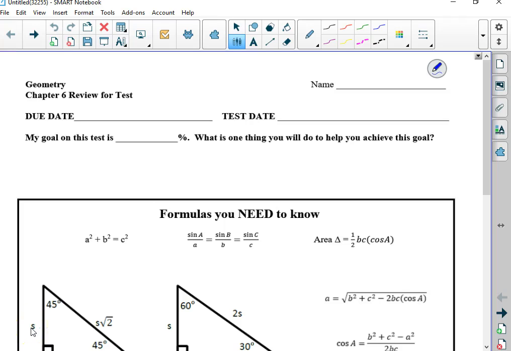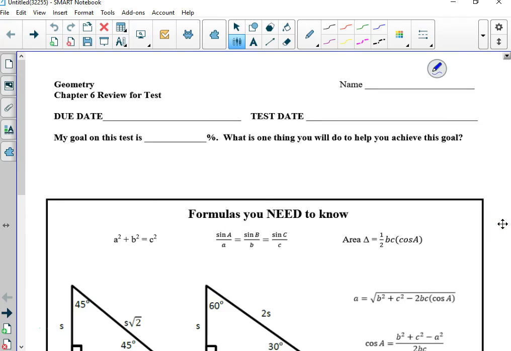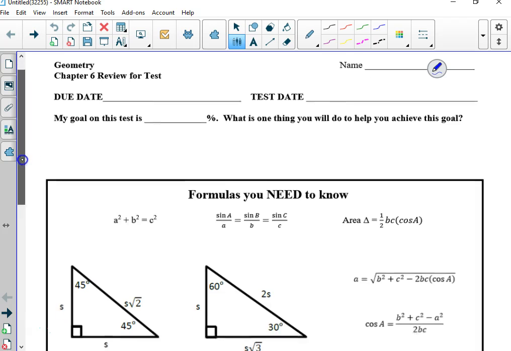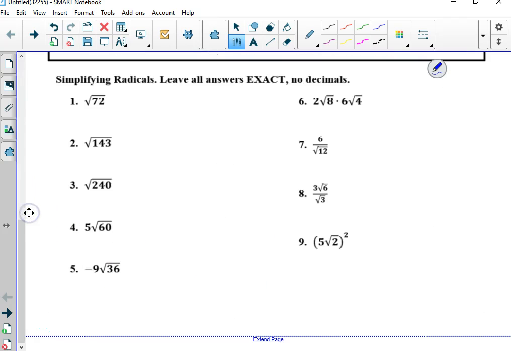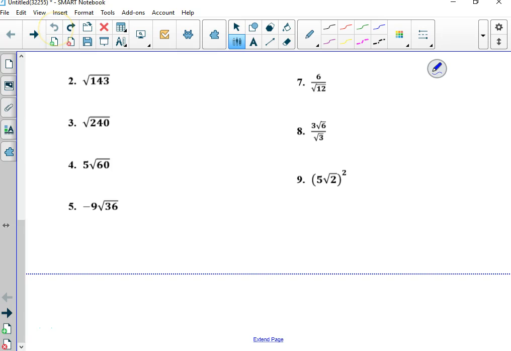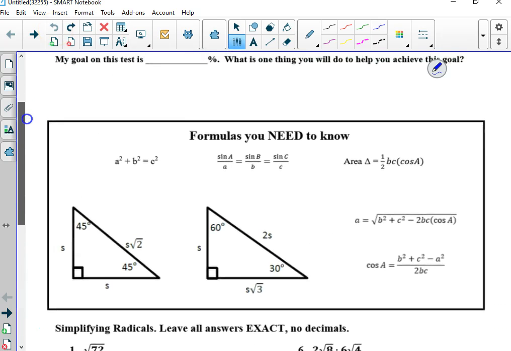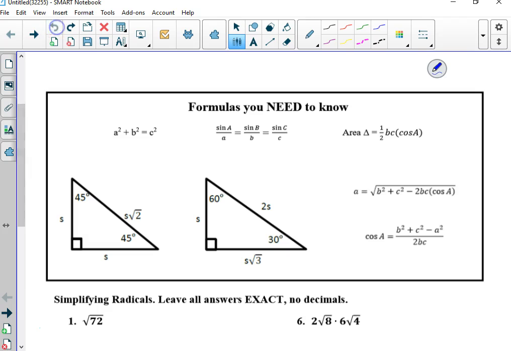Okay, the Chapter 6 review, the test. So, what's happening right there? Here are the formulas you're going to need to know.